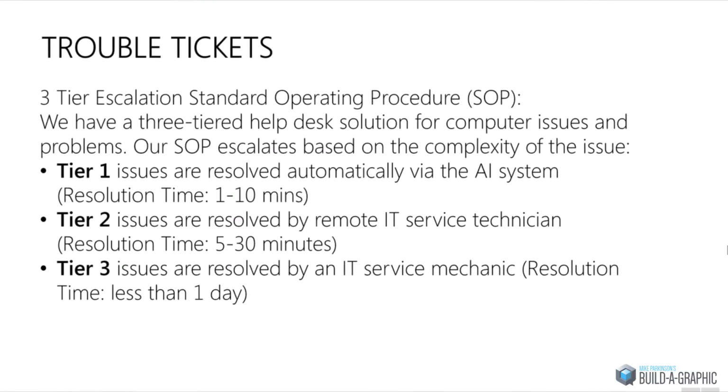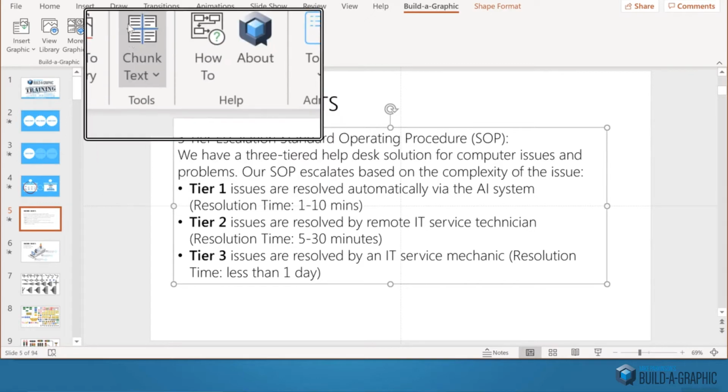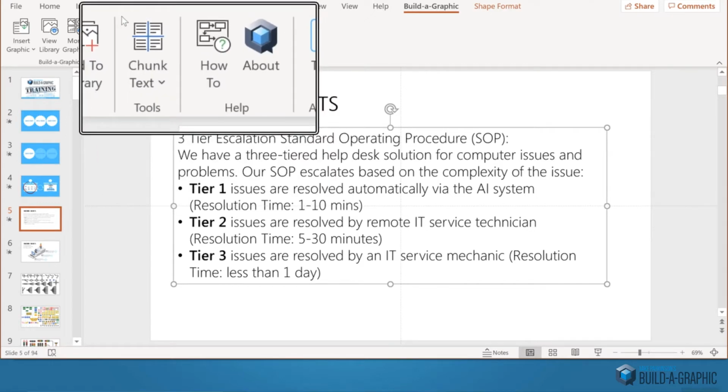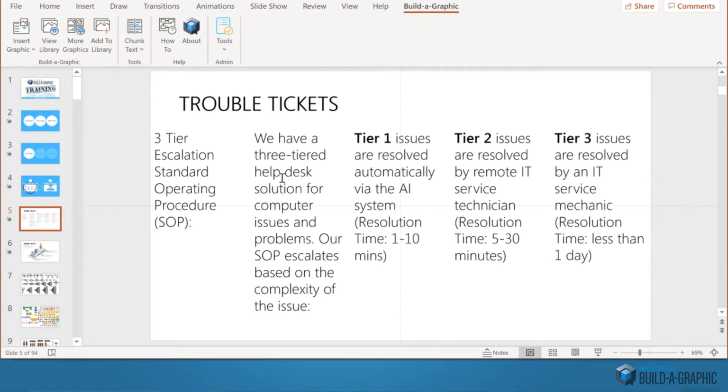When you build your graphics, you're going to start with content that you already have. You're going to select a text box, and from the Build-A-Graphic menu or ribbon, you're going to choose chunk text if necessary. When I say chunk text, what this feature allows me to do is to chunk information by sentence, bullet, or paragraph. In this instance, I'm going to chunk it by paragraph.